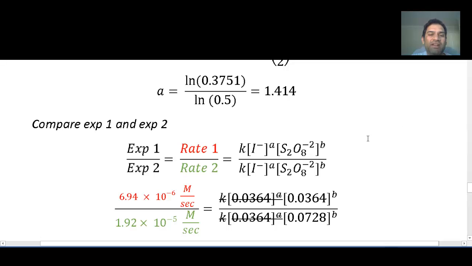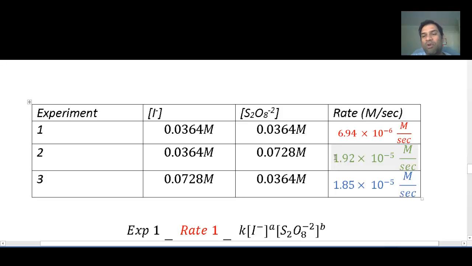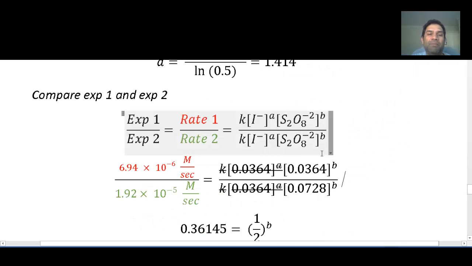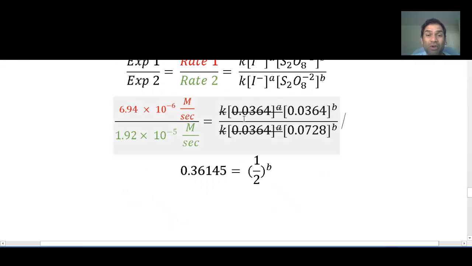So comparing experiment 1 and 2, here I have rate 2 in green. So green, 1.92 times 10 to the minus 5. So here are the concentrations for experiment 1, the concentrations for experiment 2, and the corresponding rates. Notice here the concentrations cancel out, and putting in the concentrations and simplifying and grouping the bracket outwards, this whole thing is 1/2, the whole thing to the power of b. Doing this on my calculator, I'm getting a weird number, 0.36145.